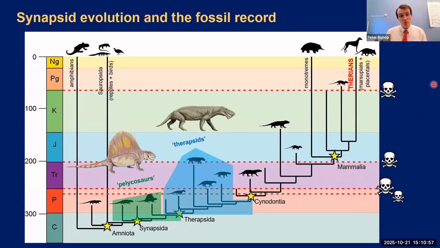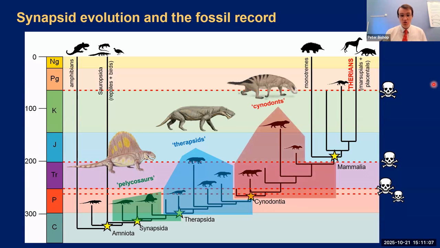So they show a number of important anatomical advancements in the skull, in the jaws, and in the postcranial skeleton that puts them closer to the mammalian condition. Our next grade are the cynodonts, which show even more anatomical transformations, putting them closer to mammals. And cynodonts are basically as close as you can get to mammals without being one yourself.